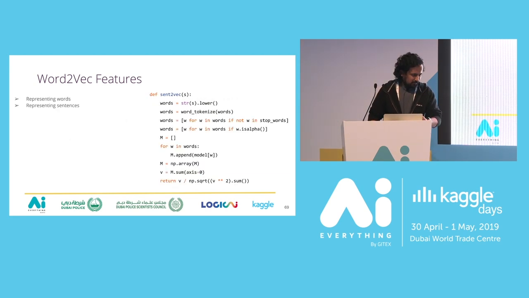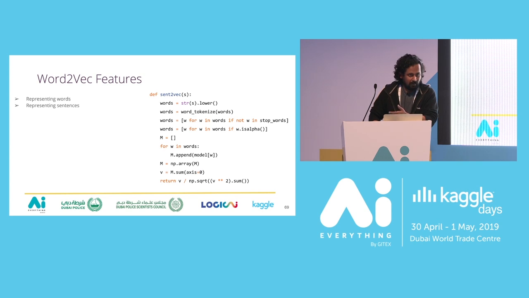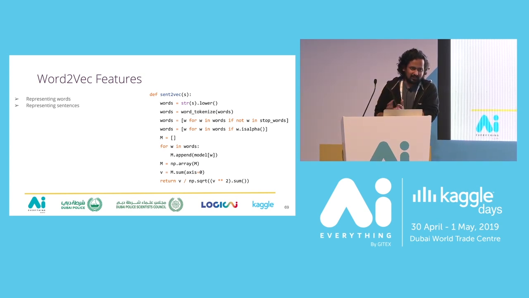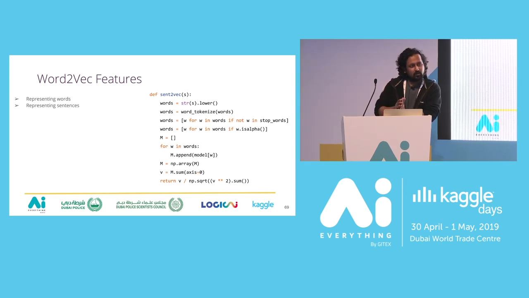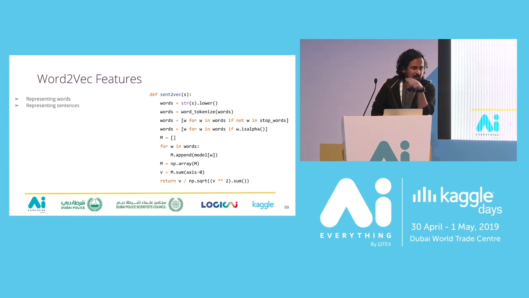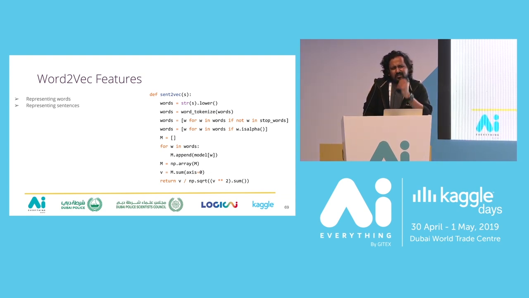Then you have representing words and representing sentences using word2vec. You can convert a sentence to a vector instead of a word. I'm taking all the words in the sentence, tokenizing it, using only alphanumeric words, and removing the stop words. Then I'm appending vectors for all the words to a list, and then I'm normalizing it by the square root of the sum over the columns. So this is one of the methods of getting sentence vectors. Another one is doc2vec. You can use it.